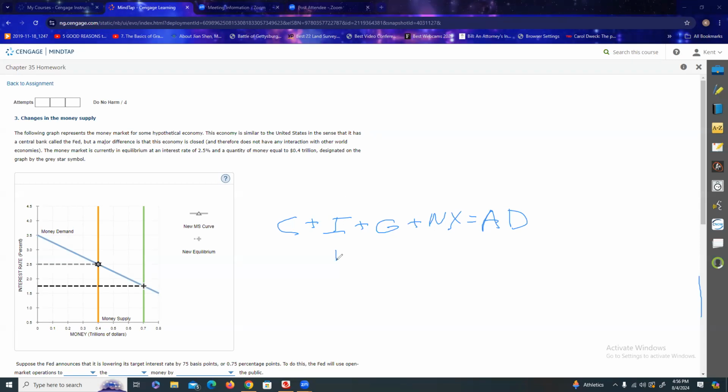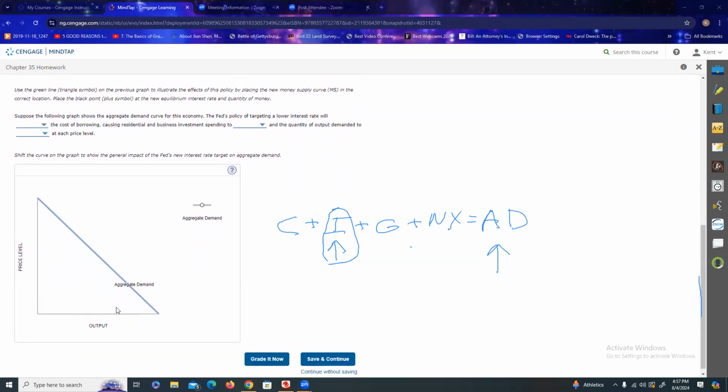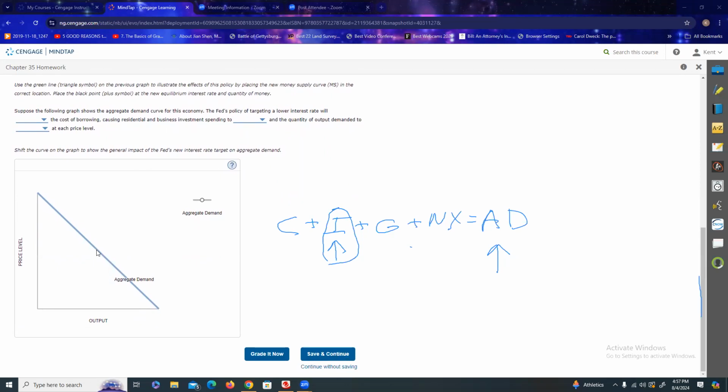So with lower interest rates, the idea is to stimulate capital investment. And since capital investment is a component of aggregate demand, that will shift the aggregate demand curve out to the right. Okay. Boom. Okay, shift the curve to show the general impact of the Fed's new interest rate target on aggregate demand. There we go. That's it.